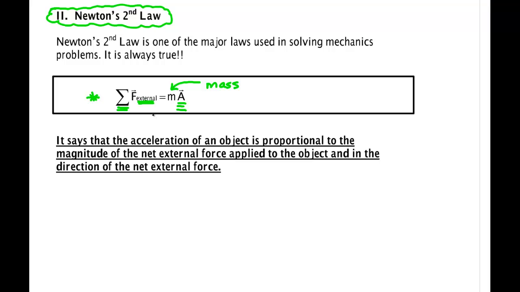Now, what this says is that if you're attempting to push a big object, for instance like a freight train, you'll get very little acceleration because it has a huge mass. If you apply the same set of forces upon something less massive, like say a raisin, you'll get a much bigger acceleration.